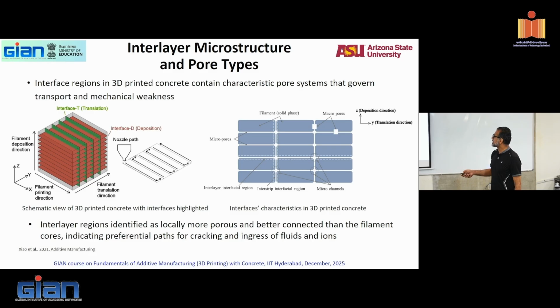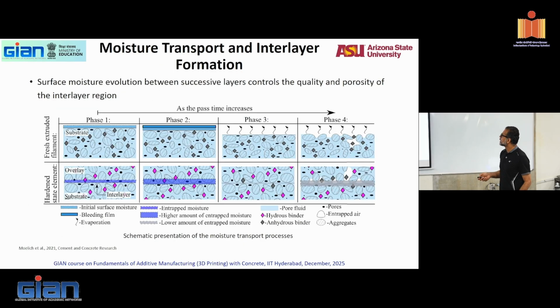Interlayer regions are locally more porous and better connected than the filament cores, indicating preferential paths for cracking. So here you hear these are the interlayer, interfacial, interstrip, that's the interfilament regions. And then in between all of that, you might have some defects and some macro pores that might happen. So, to look at moisture transport and interlayer formation.